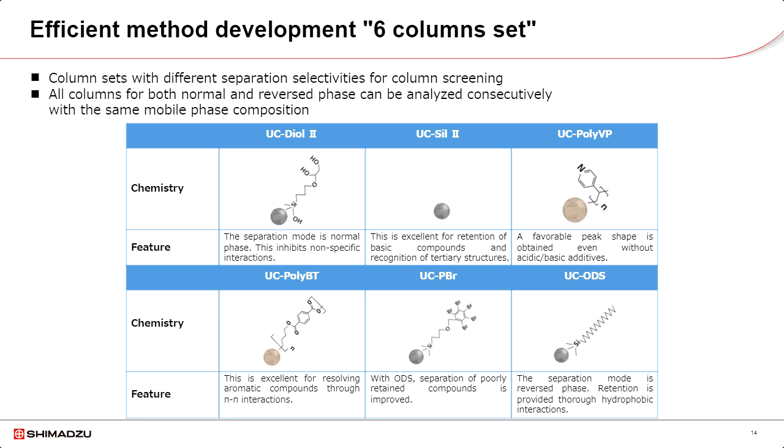To correlate with the method development software, a 6-column set was chosen for the development of the peptide separation methods. This included a diol column, a silica column, a poly-VP, which is a pyridinyl moiety on a polyvinyl extension from the support phase, the poly-BT, which is an aromatic separation column, the UCPBR, which is a perbromo-phenyl column, and an octadecyl silane column, a traditional C18. So a wide variety of phases ranging from traditional normal phase through C18.